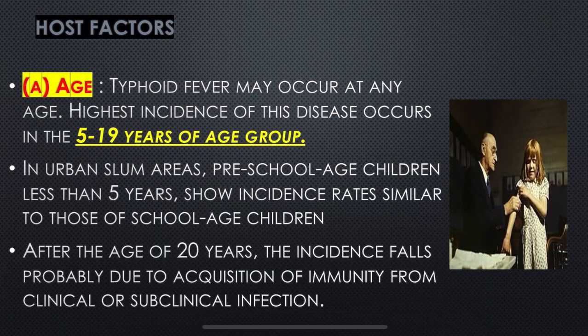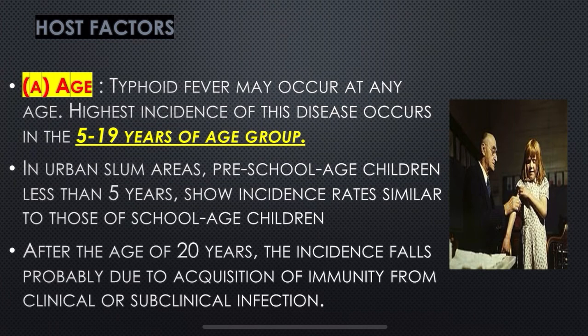Next we will move forward to the host factors. In the host factors, we see the age. Typhoid fever may occur at any age. The highest incidence is in the 5 to 19 years age group. In urban slum areas, preschool age children who are less than 5 years show an incidence rate similar to that of school age children. So even children less than 5 years show a similar incidence as school age children, especially in the urban slum areas.